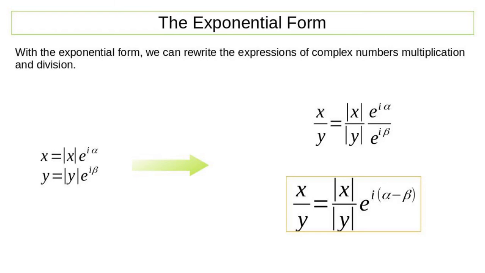In this case, the fraction x over y is equal to the absolute value of x over the absolute value of y times the exponential of i alpha over the exponential of i beta, which is equal to the fraction of the absolute values of x and y times the exponential of i(alpha minus beta).